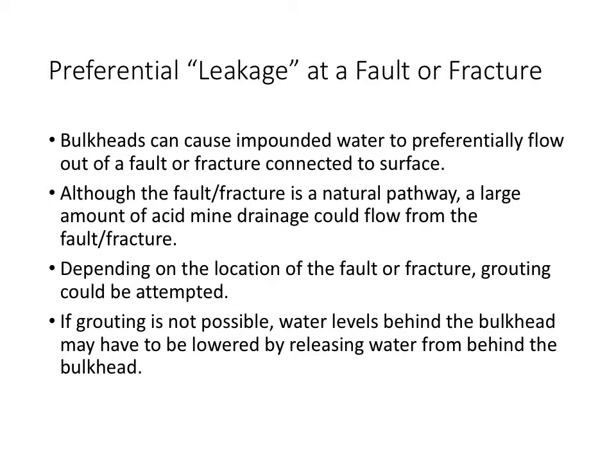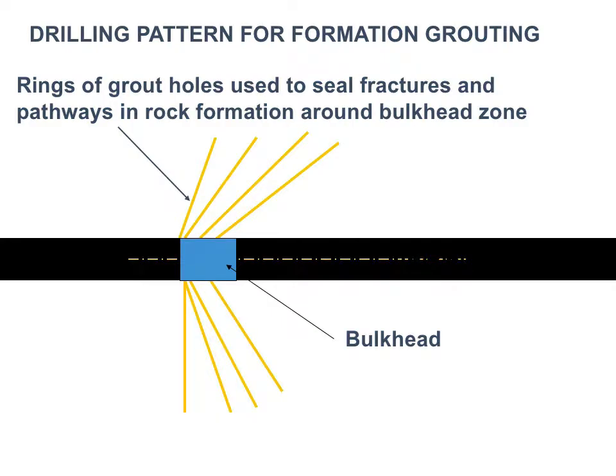The pathways around these faults can be stopped with grouting. And if grouting is not possible, in other scenarios you maybe can't bring the water level up as high. If you have a valve on your bulkhead, you can also regulate groundwater levels behind the bulkhead, preventing water from coming out in undesirable places. So just a quick idea.